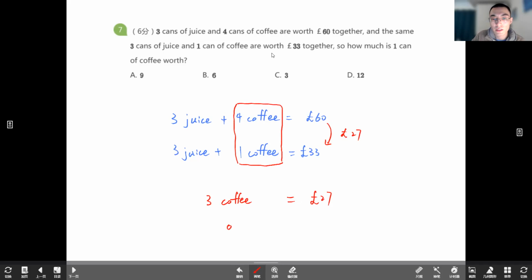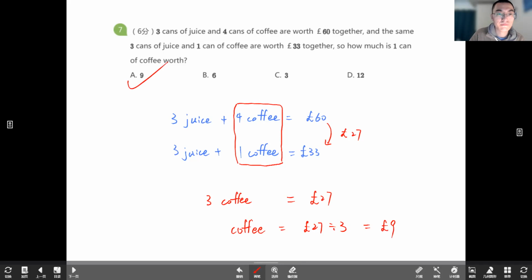Then we can divide both sides of the equation by 3. So 1 coffee equals 27 divided by 3. That is 9 pounds. Okay, which is exactly what the question is asking for. How much is 1 can of coffee worth? It is 9 pounds. So the answer is A.